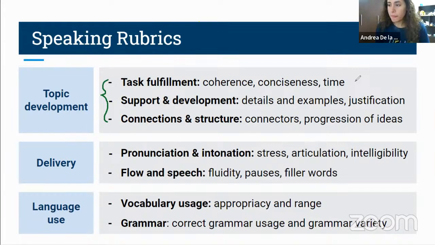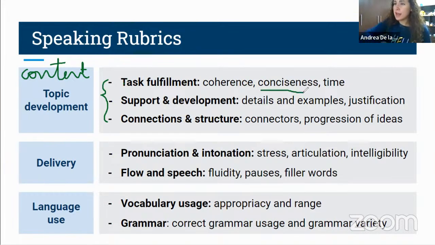Okay, thank you, Lisa. So, as you can see, the topic development category basically has to do with the content of your response. It's related to what you say in your response. The first thing that says task fulfillment has to do with whether you're answering the question, whether you're following the instructions or not. So the instructions ask you to do something, right? If they ask a question about whether you like running or walking, and your response is actually answering the question, you're actually saying what you like, and it is coherent, it makes sense, it's concise, which means that you're not saying thousands of words without actually proving any points.